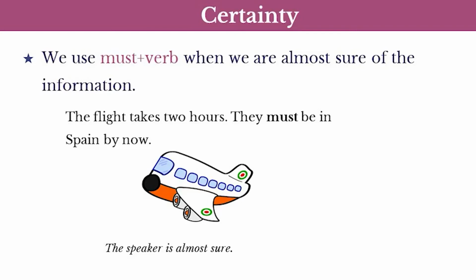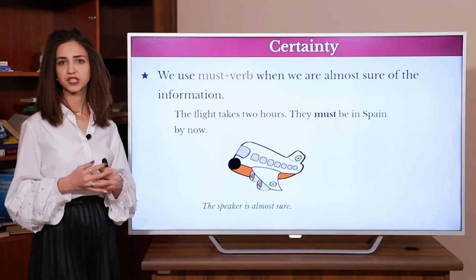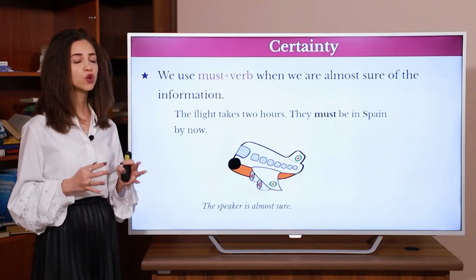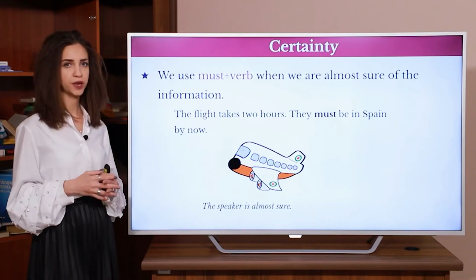Next, we can use modal verbs to show certainty. We use must plus verb when we are almost sure of the information.